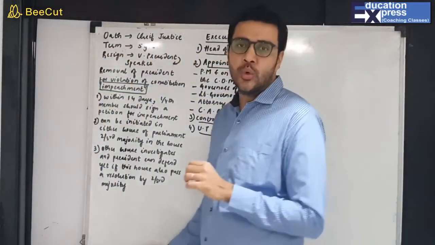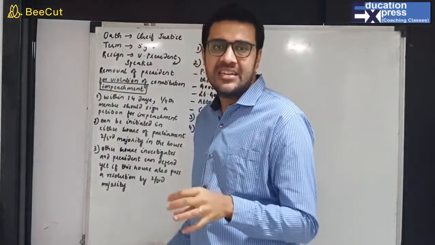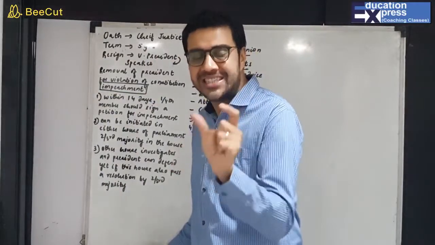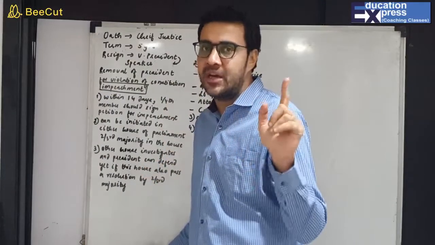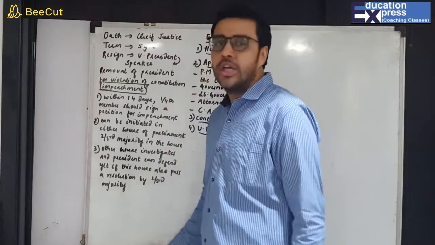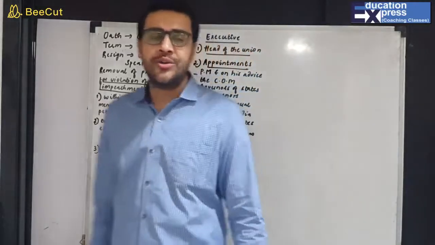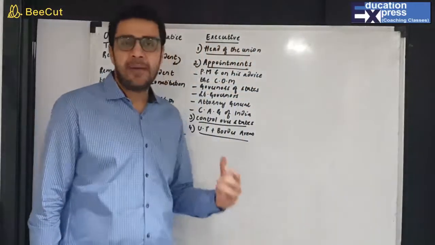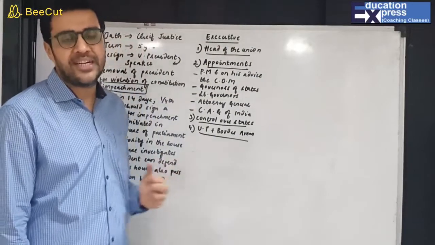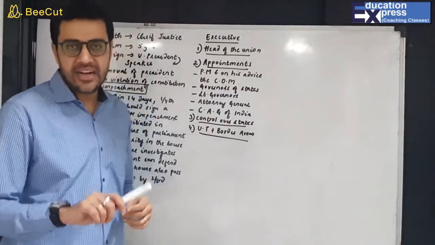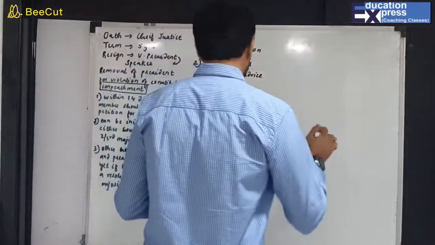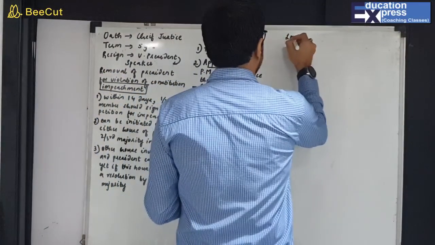During a presidential rule, all the states that come under presidential rule come under the control of the president. And fourth point, union territories and border areas. All union territories and border areas come under the control of the President of India. So those are the executive powers of the President. Clear? The next one, we have legislative powers.